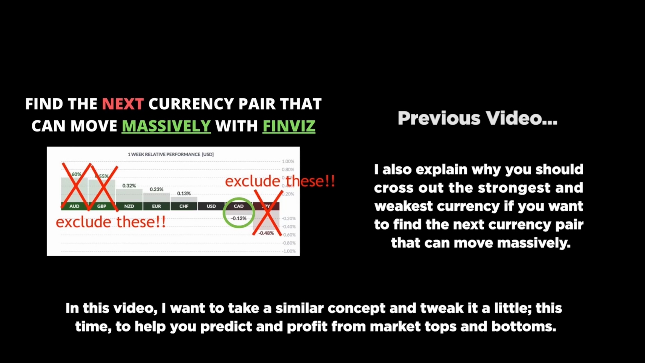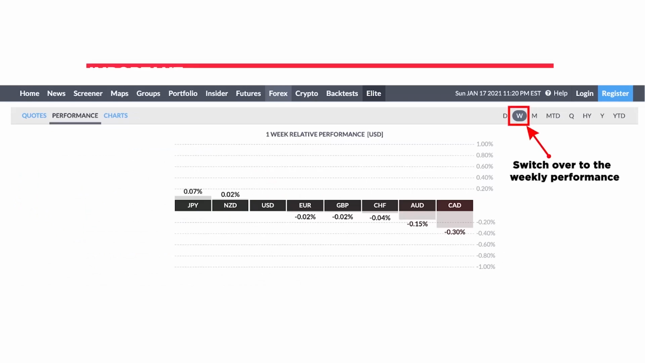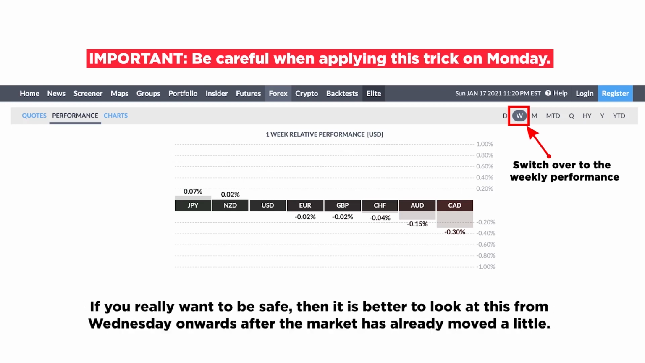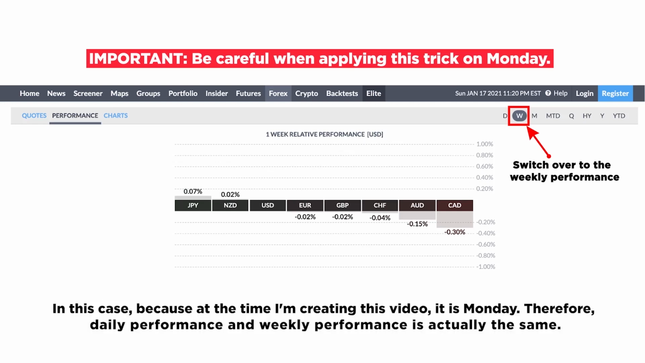So keep watching. The first thing you want to do is switch over to the weekly performance. Now be careful when applying this trick on Monday, because the week has just begun and the weekly performance will be the same as the daily performance on Monday. If you really want to be safe, then it is better to look at this from Wednesday onwards after the market has already moved a little. In this case, because at the time I'm creating this video, it is Monday, therefore, daily performance and weekly performance is actually the same.